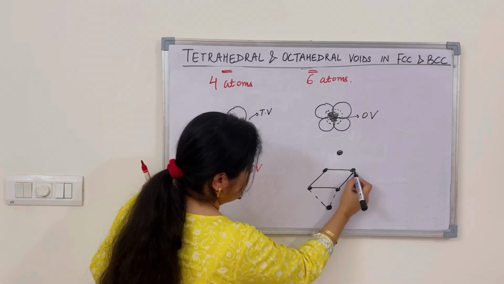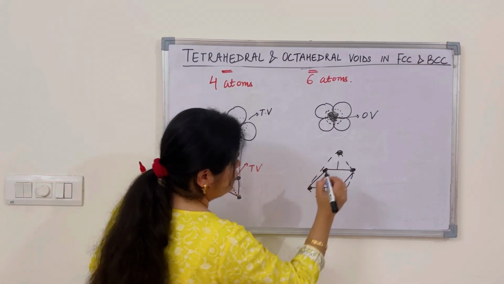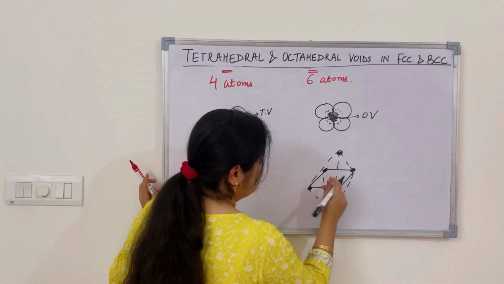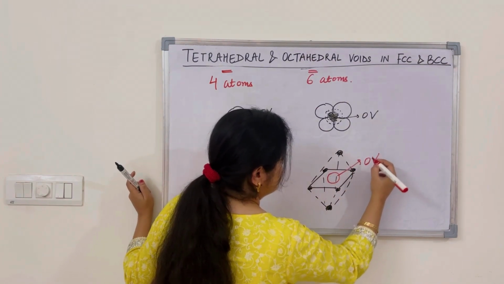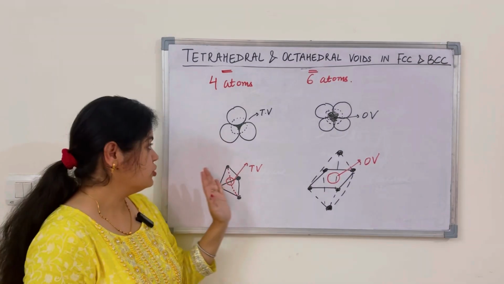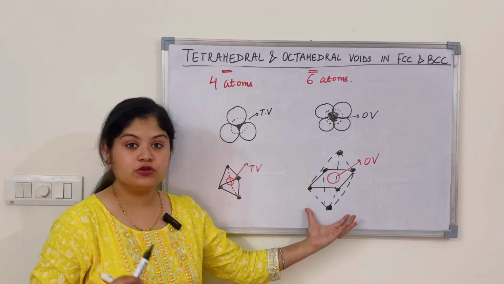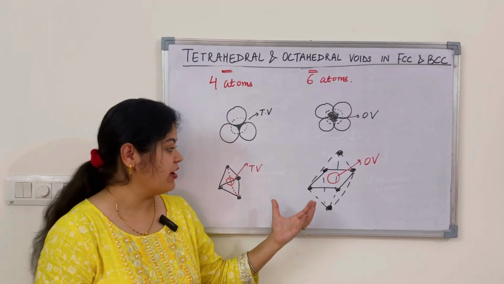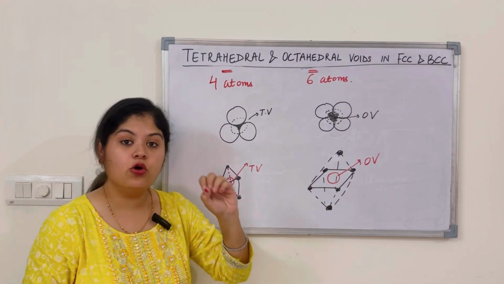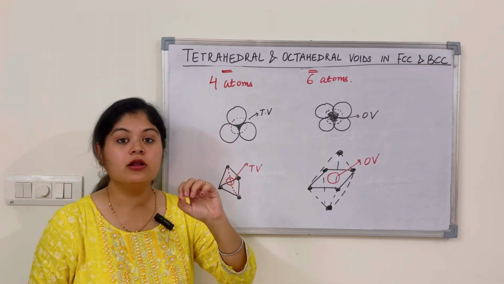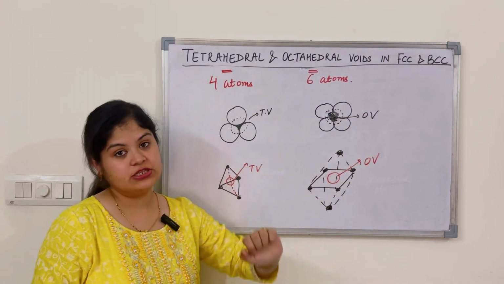So if you join all the sides, it forms an octahedron, and the void created in such a structure is known as an octahedral void. So you just look at these structures carefully, because you have to imagine an octahedron and a pyramid-like structure to actually locate a tetrahedral or an octahedral void. So now we come to the FCC structure first.